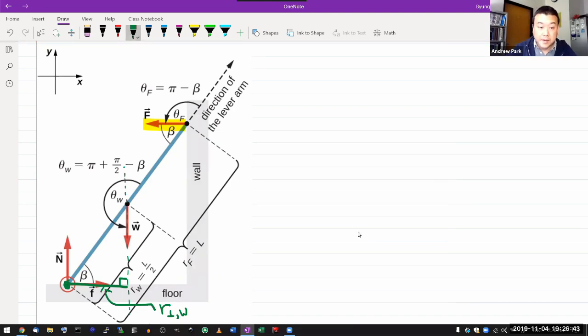I start by extending this force into a line. Here that line looks horizontal because it's going in the same direction that the force is. And starting from this point here, I drop a perpendicular segment down to this line. When I drop that perpendicular segment, it has to look this way. So this is the lever arm for the normal force.